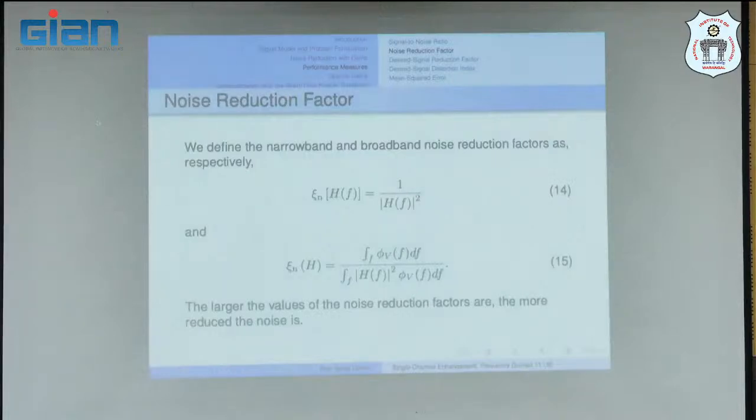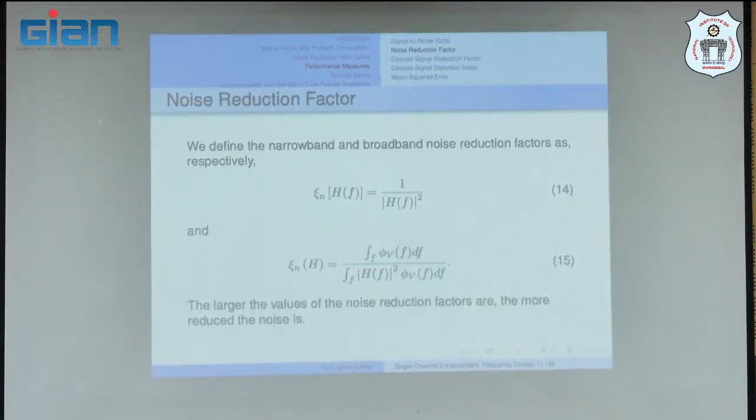Noise reduction factor. So noise reduction factor means the ratio between the original noise, the variance of the noise in the input, divided by the noise at the output. So we get this ratio, which is 1 over magnitude squared of H, if we talk about the narrowband. If we talk about the broadband, we need to take the integral here divided by the integral in the denominator. Because this is the total variance of the noise at the input, and this is the total variance of the noise at the output.